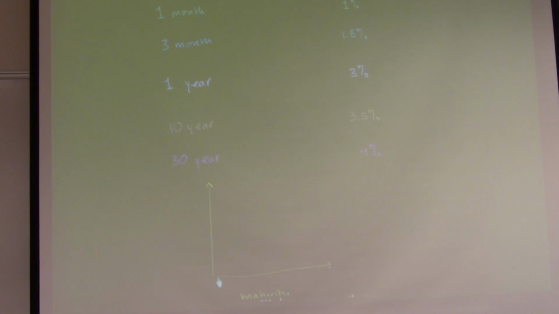We have 1 month. Let's squeeze it. We have 3 months, and this won't be completely to scale. Then we have 1 year. Let's just put 1 month right at the beginning, then 3 months is a little bit further out. 1 year would be right over here. 5 years would be like there.